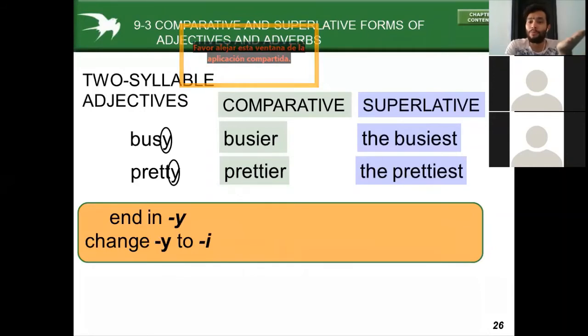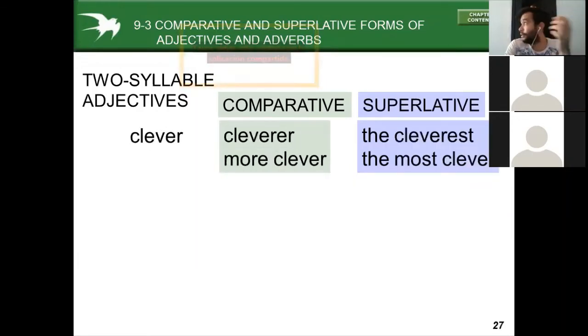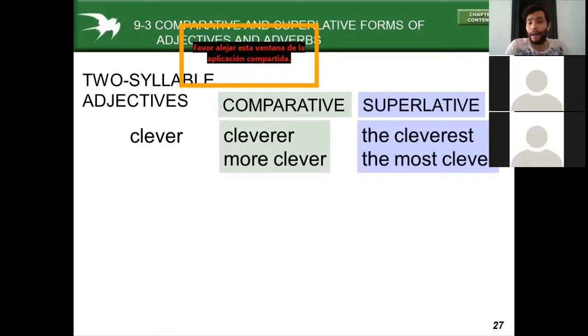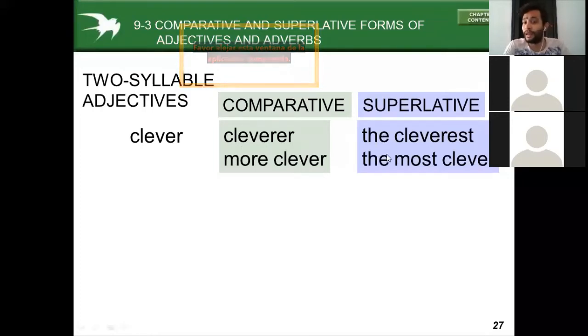You cannot say more busy. Here, you just say either clever or cleverer, in the case of clever, and more clever on the other hand, right? So the one you like is good. So inteligente, más inteligente, el más inteligente. You can say clever, cleverer, or more clever, the cleverest or the most clever.